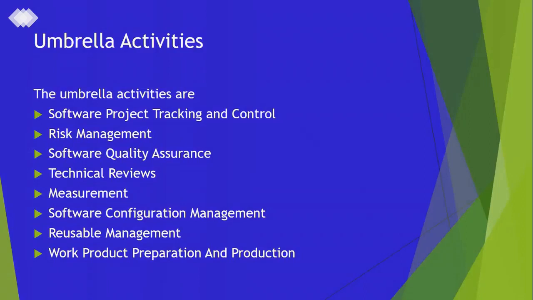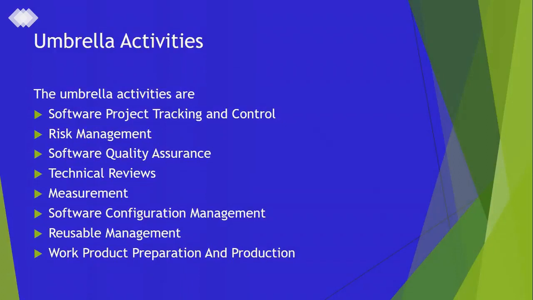Measurement defines and collects process, project and product measures. These measures assist the team in delivering software that meets stakeholders' needs. Measures can be used throughout all the framework and umbrella activities too. And come to the sixth umbrella activity, that is software configuration management. Software configuration management manages the effects of change throughout the software process.